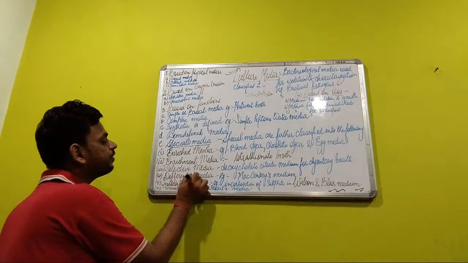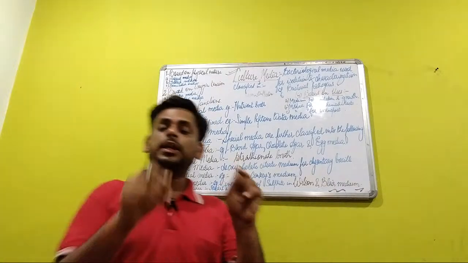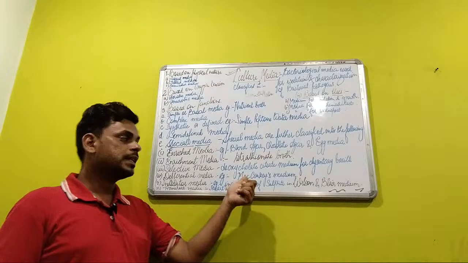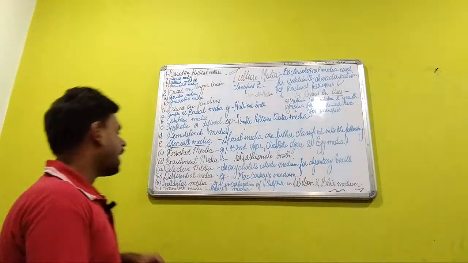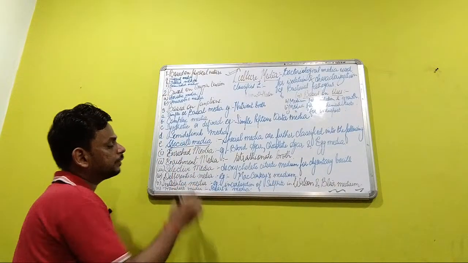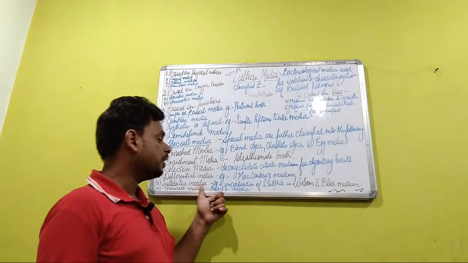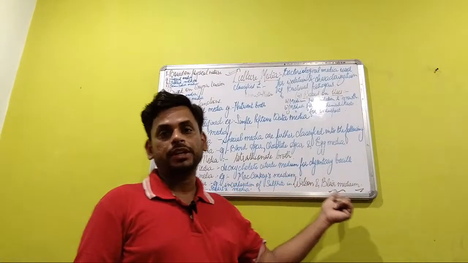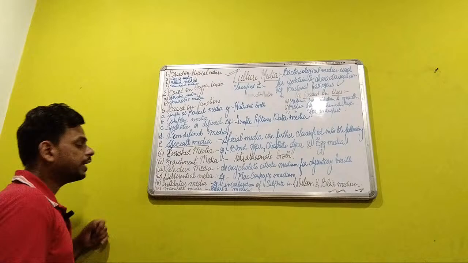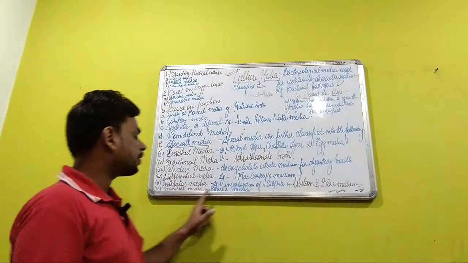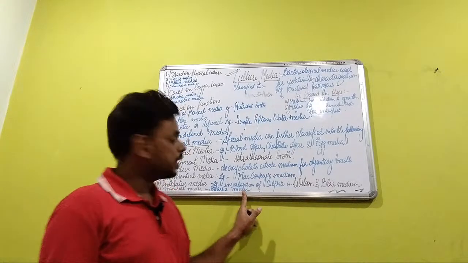And next we have differential media, where a particular color differentiation will occur. The best example is MacConkey's medium. And the last in this category of special media, there is something called the indicator media. The example is incorporation of sulfite in Wilson and Blair medium. So this is the example of indicator media. And the last that falls in the special media is the transport media, which is Stuart's media.